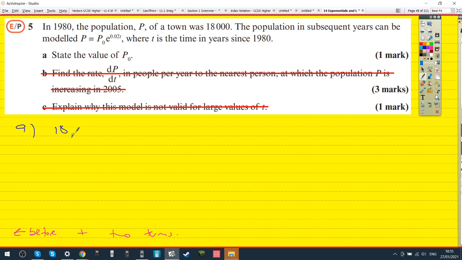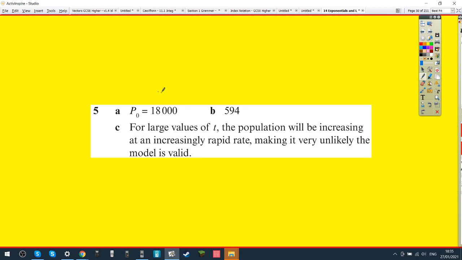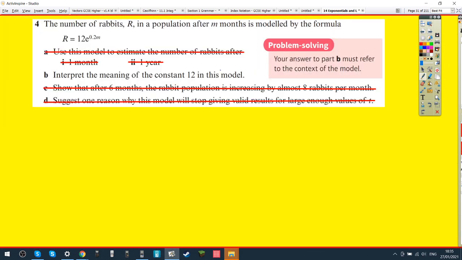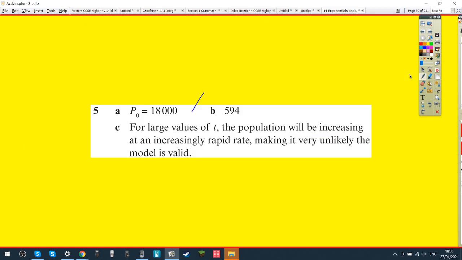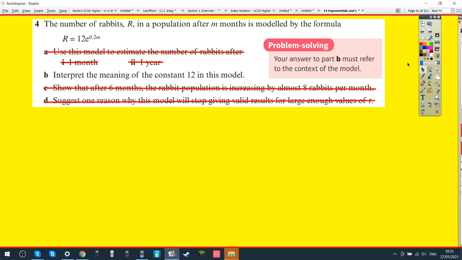What does the 0 mean if it's down next to the P? P0 is like the initial P, the initial population. Sometimes they write it that way. It's an exam question, so I include it. Okay, how about this one?